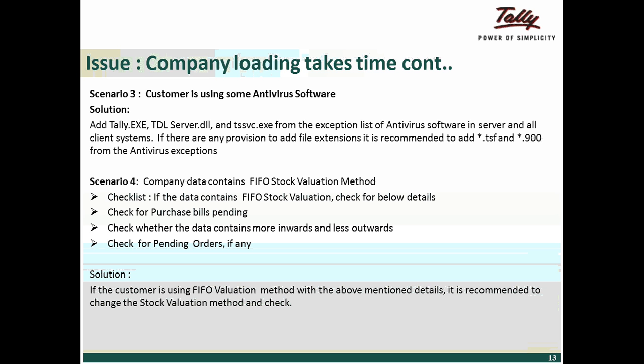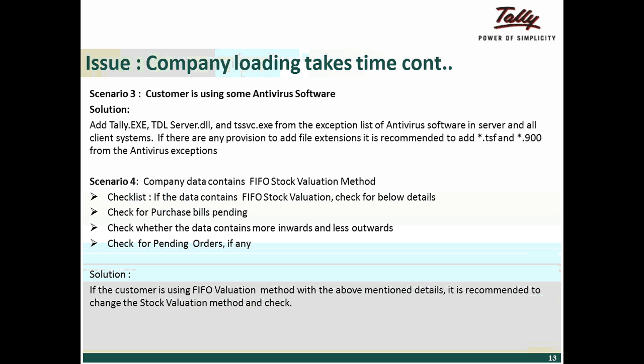Okay. And the second question was, couldn't get more inwards and less outwards. That was the participant question. See, more inwards and less outwards. So what is the FIFO valuation? What does the FIFO method stand for? First in, first out, correct? More inwards is nothing but I have more receipts or more purchases than sales.